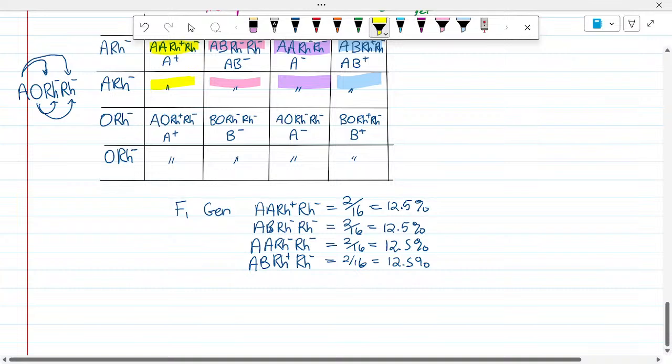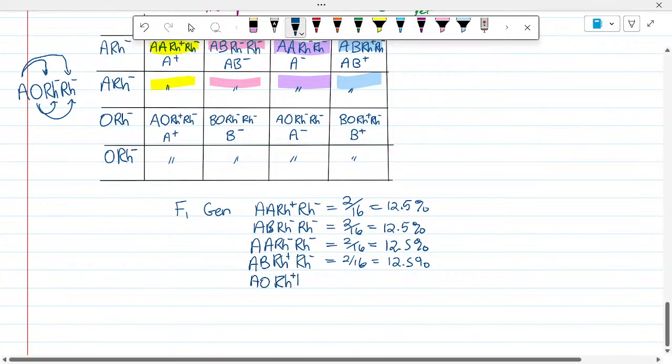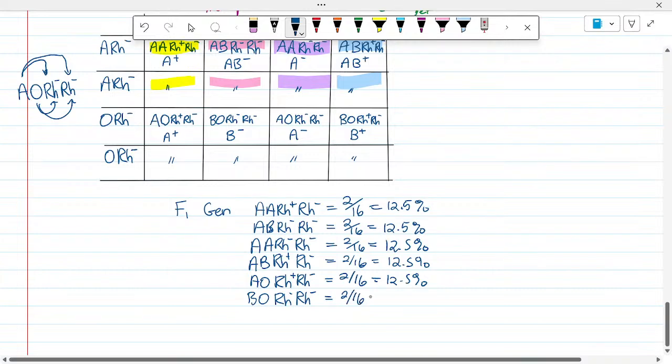I'm going to stop highlighting because can we see that in this table, everything appears exactly twice? We have AO Rh plus, Rh minus. And that occurs 2 out of 16 times, which is 12.5%. Then we have BO, Rh minus, and that occurs 2 out of 16 times, which is 12.5%. And then finally, we have two more, not finally, penultimately.